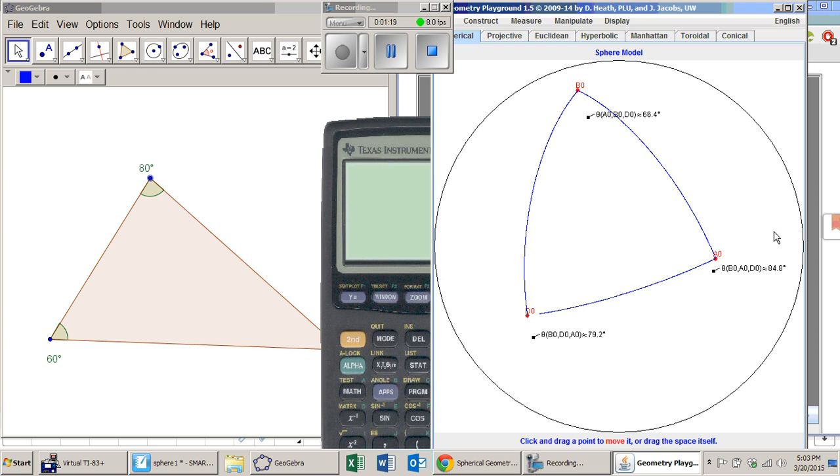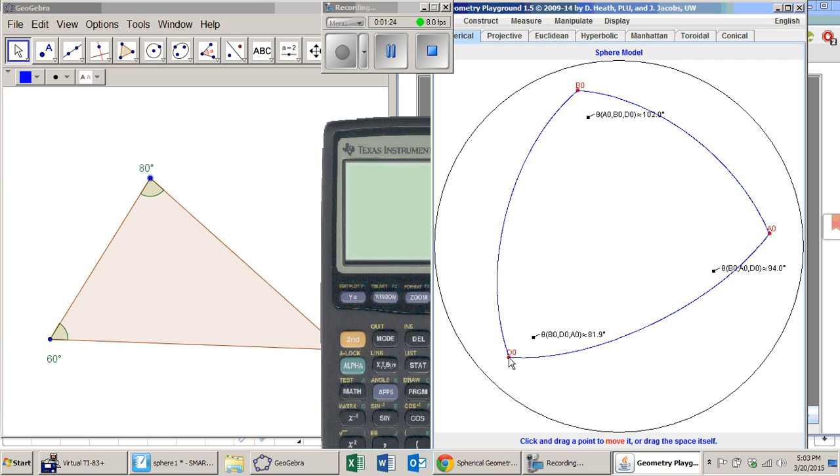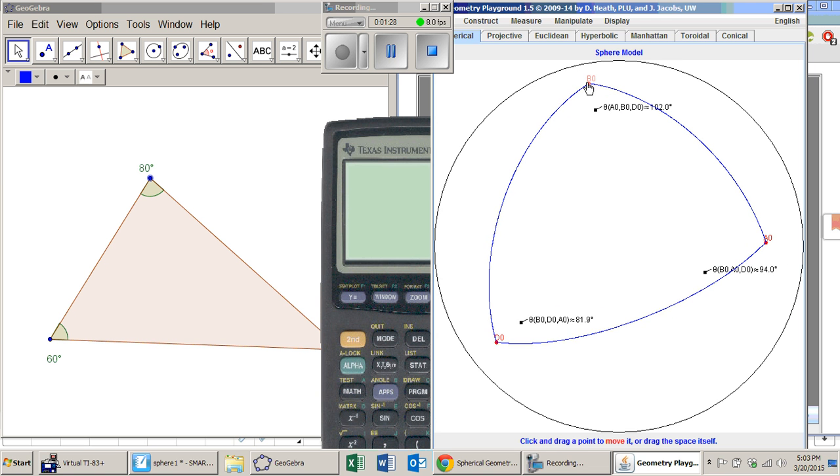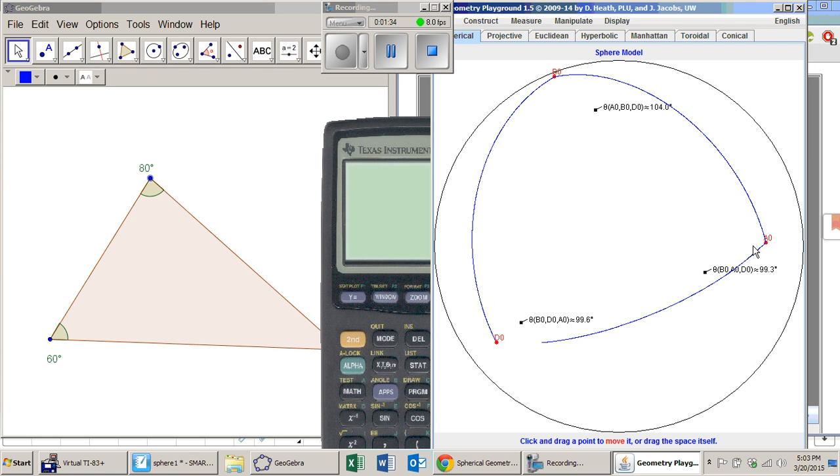In fact, if you wanted to, you could get a triangle who has three right angles. Now, I'm not going to be able to do that exactly, but I'm going to be able to get quite close, as you can see. 94, 102. And here we go. Here's 97, 88, and 92.